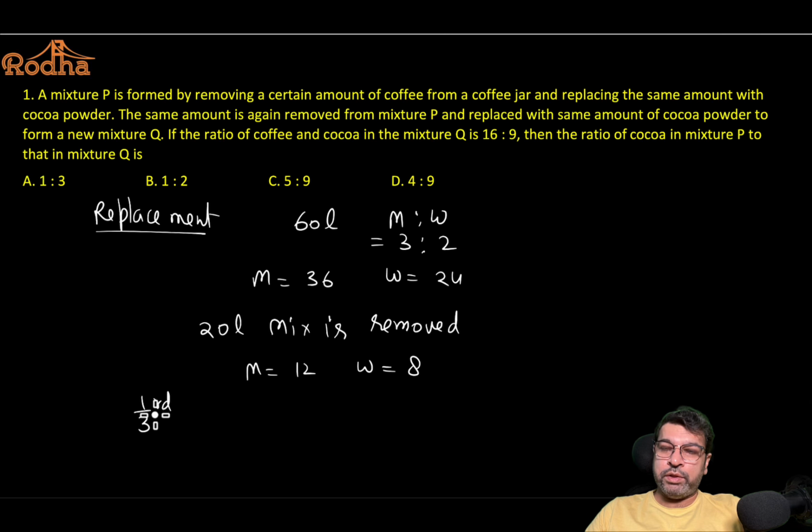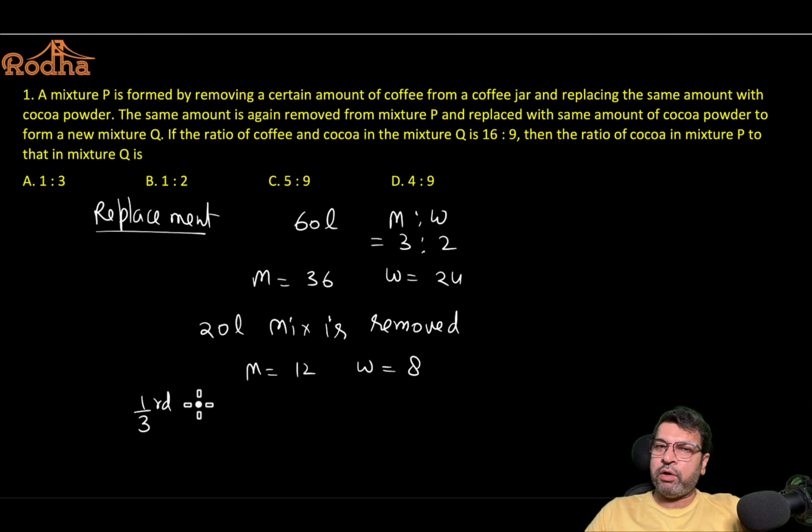So second logic, if you remove one third of the mixture, every ingredient will come out in the same proportion. If you remove one tenth of the mixture, one tenth of the ingredients will come out. And what is left? 1 minus 1 by 10. In this case, what is left? 1 minus 1 by 3, which is 2 by 3. Can be understood logically, right? Formula we bana lenge and that's okay.